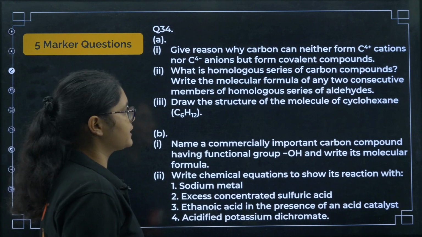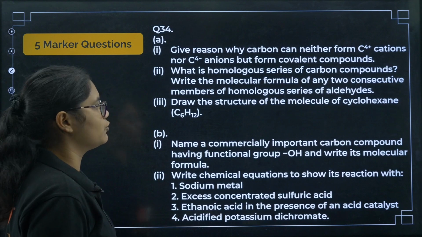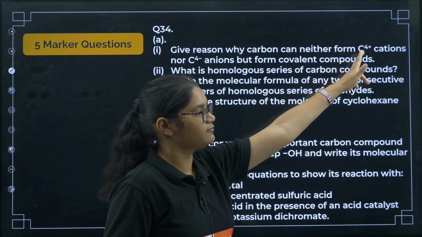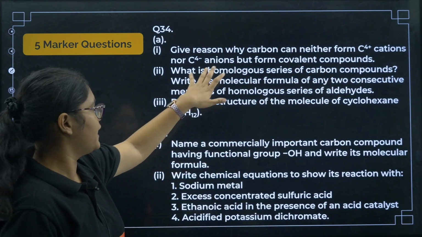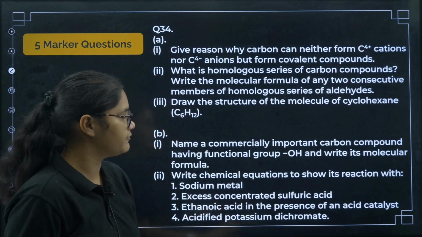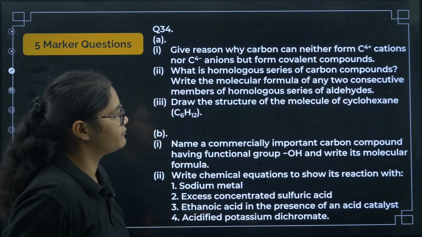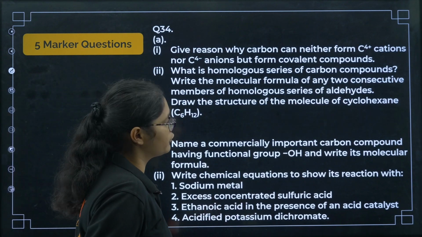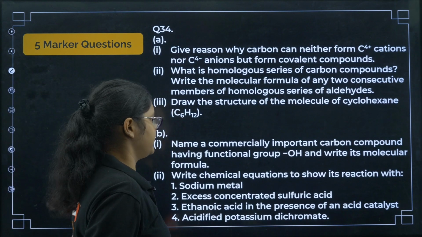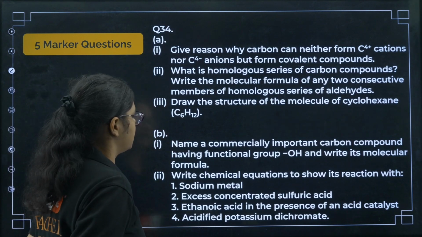Give reason why carbon can neither form C4+ ions nor C4- ions but forms covalent bonds. For losing 4 electrons we need high energy, and for accommodating 4 electrons it is not possible with 6 protons, right? Very simple. What is homologous series? You can explain, write the molecular formula of any 2 consecutive members of the homologous series of aldehydes. Draw the structure of the molecule of cyclohexane. This is also a very easy question.